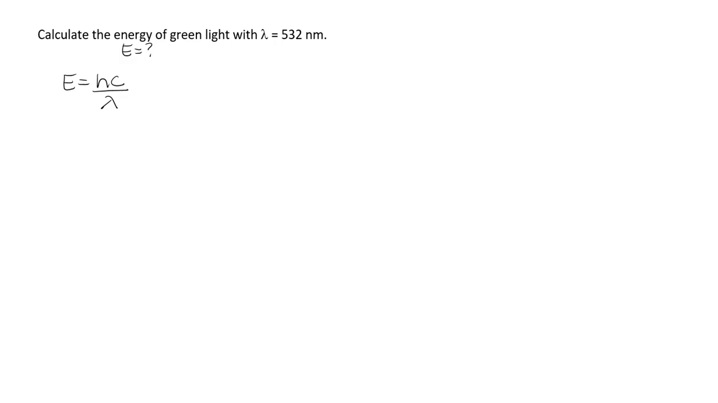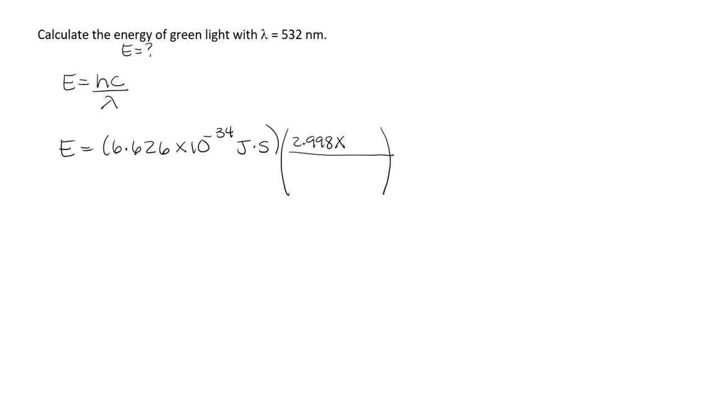So we have E equals h, which is 6.626 times 10 to the negative 34 joules times seconds. Be careful with that. It's not joules per second. Times c, so I'm going to give that its own numerator and denominator, 2.998 times 10 to the 8 meters over seconds, divided by wavelength. So I'll put that over here, 532 nanometers. And then if I cancel units, I'll have seconds that cancel.